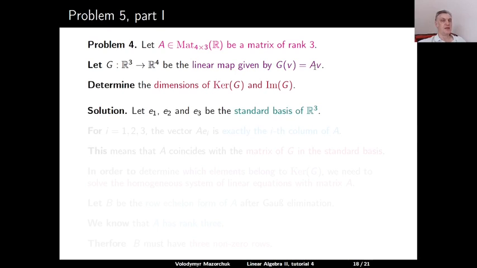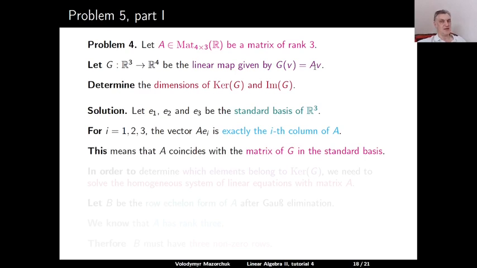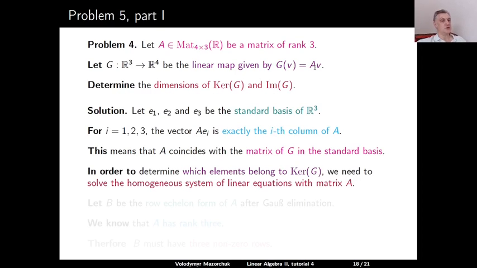Solution. Let E1, E2, and E3 be the standard basis of R3. For any i between 1 and 3, if we multiply A with the basis vector Ei, the outcome will be just the i-th column of A. This means exactly that the matrix A coincides with the matrix of our linear operator G in the standard basis. So in order to determine which elements belong to the kernel of G, we need to solve the homogeneous system of linear equations with matrix A.